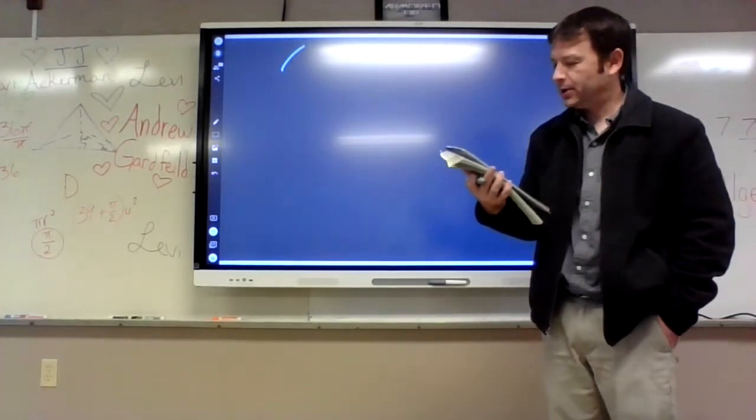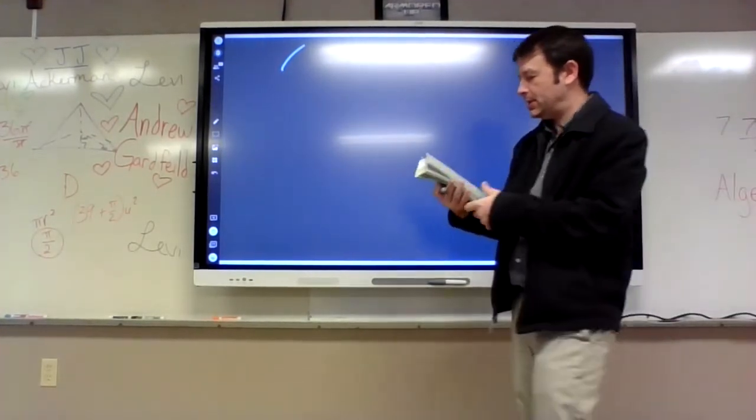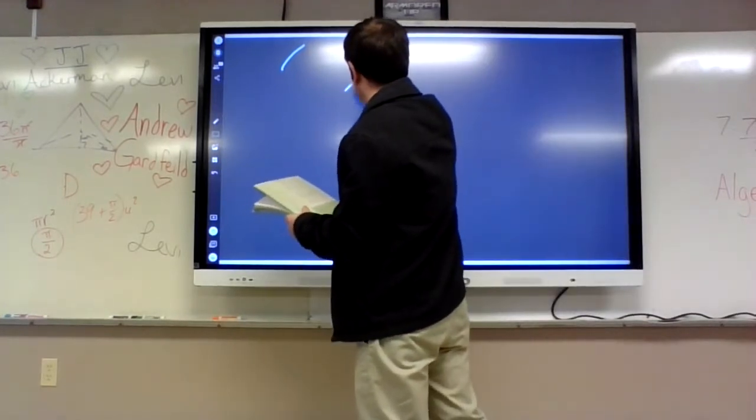We did. Okay. Number 17. X minus 2y equals negative 42.